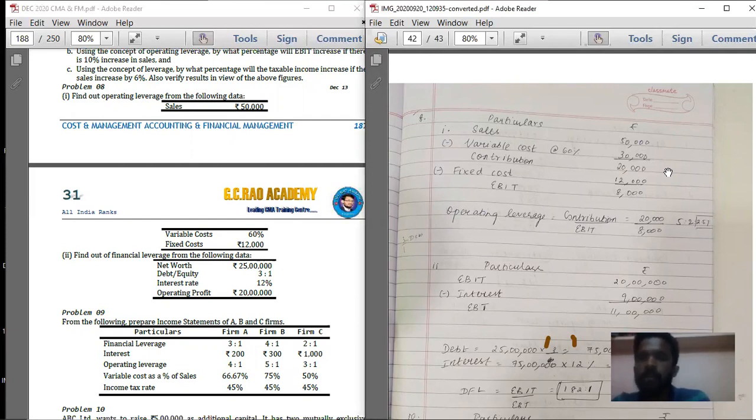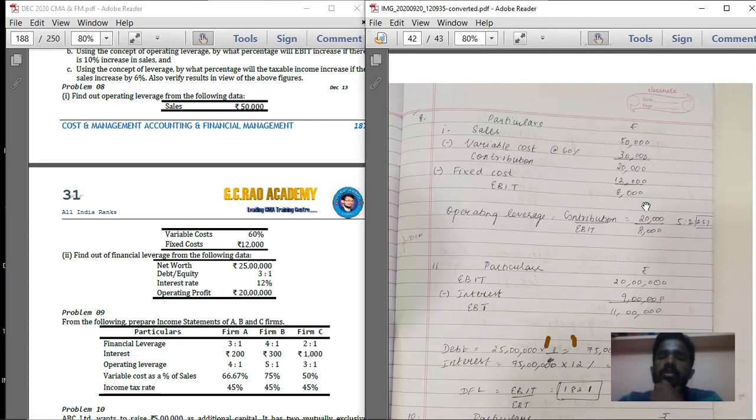20,000. In respect of the 20,000, record contribution. From that contribution, reduce fixed cost. How much they have given? 12,000. So fixed cost reduce it, 12,000, within bracket. 20,000 minus 12,000, total it. Amount column put 8,000. In respect of that 8,000, record EBIT.